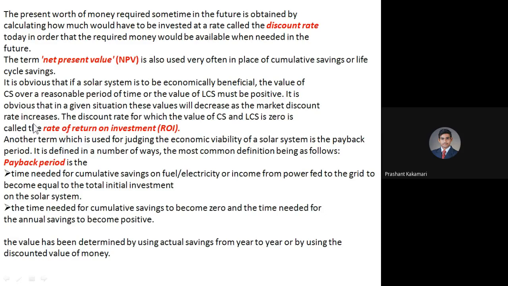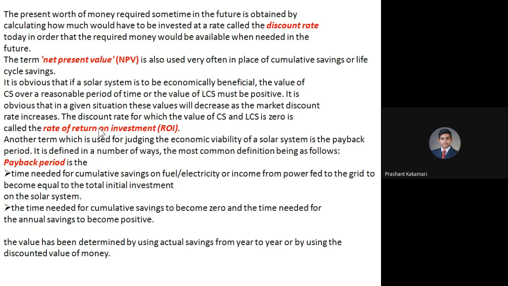Okay, it is obvious that in a given situation, these values will decrease as the market discount rate increases. So the discount rate for which the value of cumulative savings or the life cycle savings is zero is called the rate of return. Means once we reach this zero point, say for example today I invest in one plant, say 10,000, and after 5 years I receive all the benefits of what I have invested today.